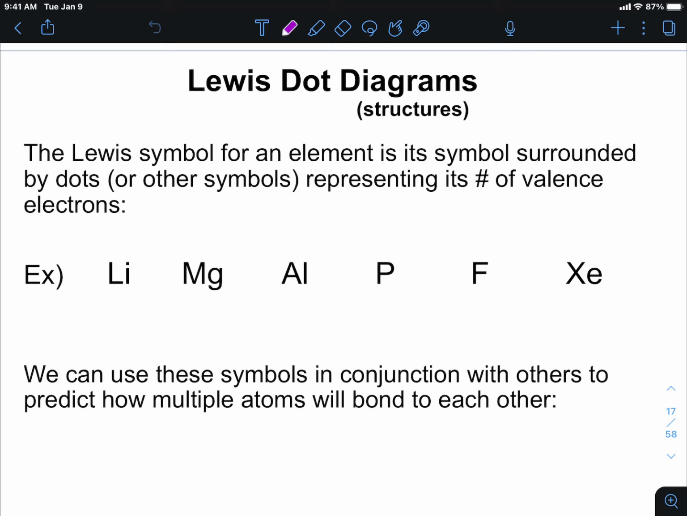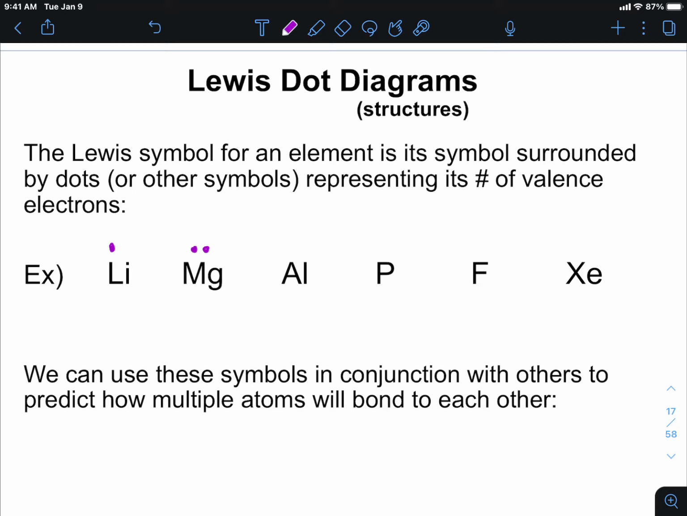So, I would just put a dot. A dot represents a valence electron. One dot. That's it. Magnesium is an earth metal. It's got two valence electrons. So we'll put two dots. Aluminum has three valence electrons.